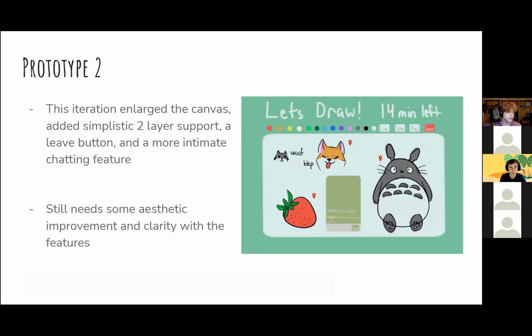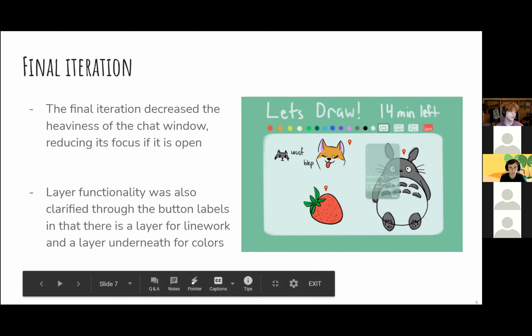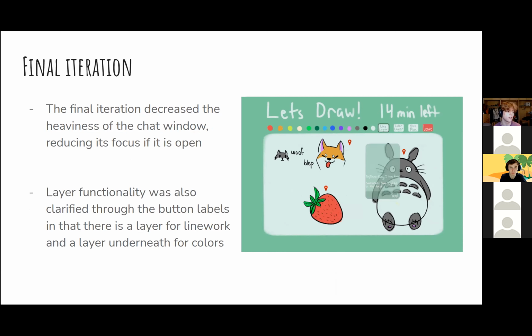I was nearing completion with this prototype, but there were still some aesthetic things that I wanted to change, mostly regarding the chat window and that the buttons weren't super clear. So I relabeled them to actual line layer, color layer, and then either show pins or hide pins, and modified the opacity of the chat window and completely redesigned it so that it's less heavy on the screen.